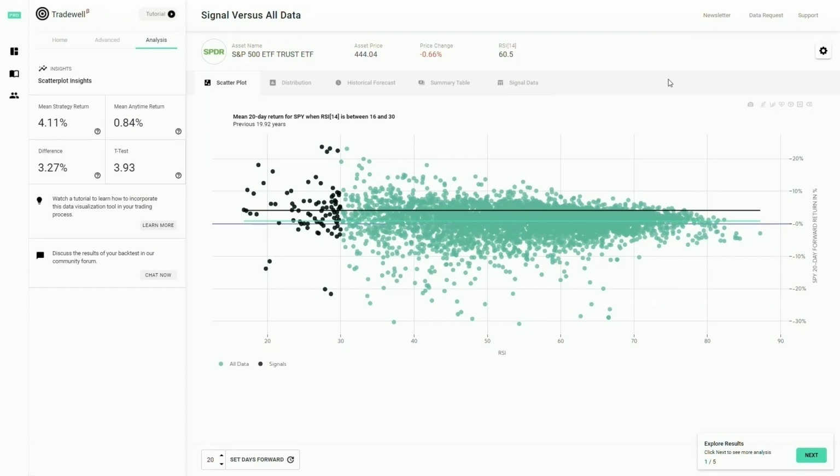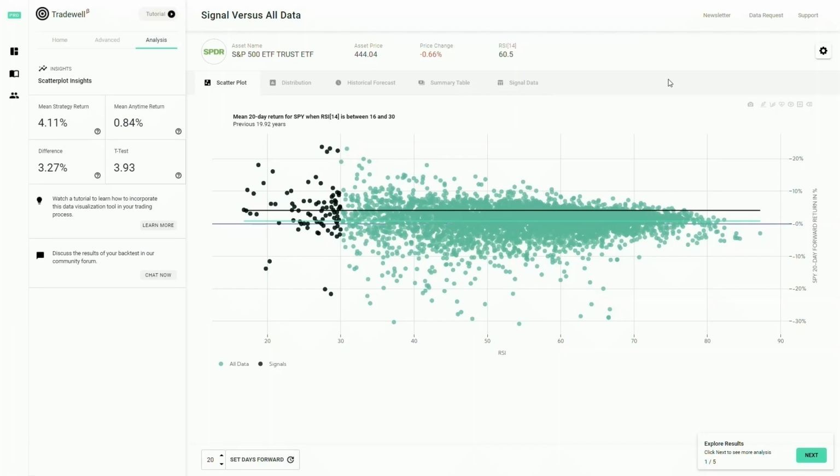So let's walk through the scatter plot. Earlier we backtested a strategy of buying Apple when the momentum indicator RSI fell between 16 and 30. This was a dip buying strategy that a mean reversion trader might employ. In this example, we're going to be looking at the S&P 500 ETF SPY with the same RSI range between 16 and 30. So let's say one day the RSI falls within our range, triggering a buy signal.